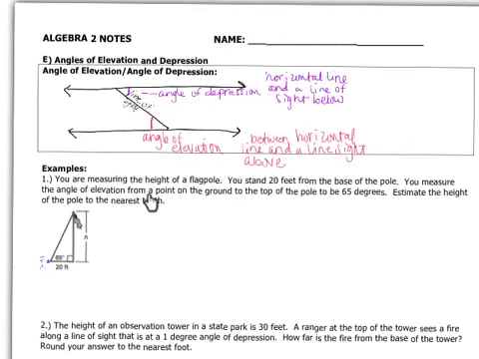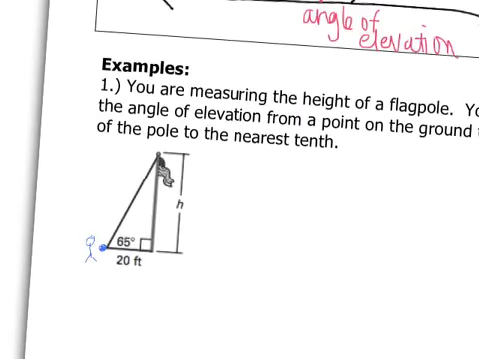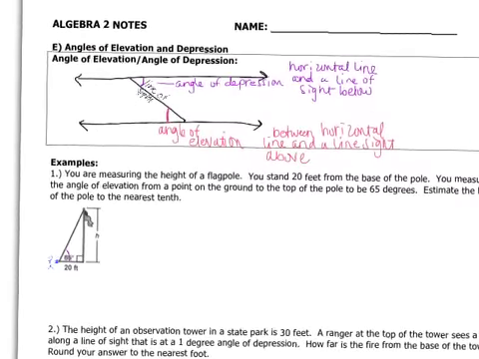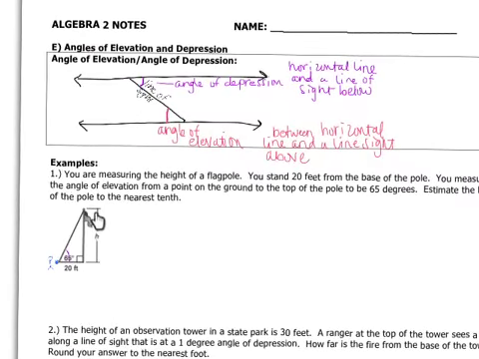You measure the angle of elevation from a point on the ground to the top of the pole to be 65 degrees. So notice it's elevation, from the horizontal line up to the line of sight. Our goal is to estimate the height of the pole to the nearest tenth. Everything is marked nicely in the picture for you, but it's not always going to be that way. Once you get into your groups, you are going to have to set up all of the pictures on your own. This is really no different than what we did in class last time. It just puts it into a context for you.